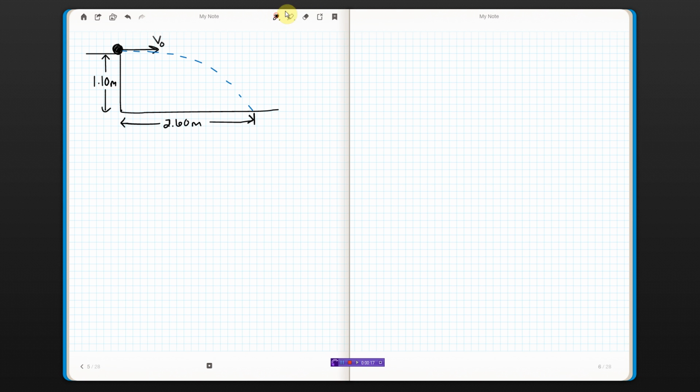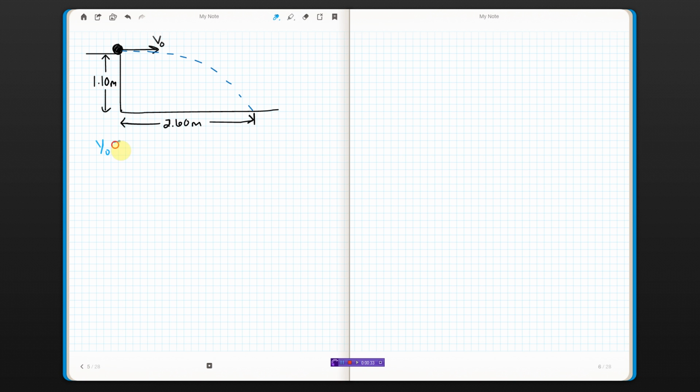Okay, this is exactly like the lab you guys did. Remember how you did that? So the first thing we need to do is figure out how much time it took to fall that 1.1 meters. So I'm going to need stuff in the y direction because I'm dealing with it falling.